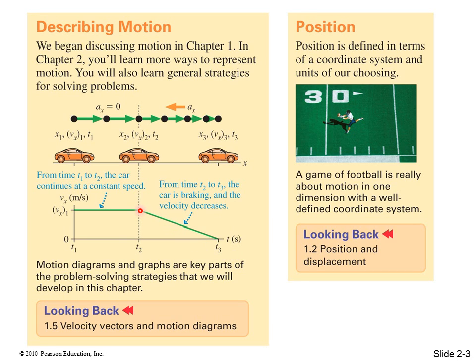Then right from here, you can see that it's heading down, down, down, and the velocity is decreasing. You could say, oh, it's 5 meters per second, 4 meters per second, 3 meters per second, 2 meters per second, 0 meters per second. So the car is slowing down.